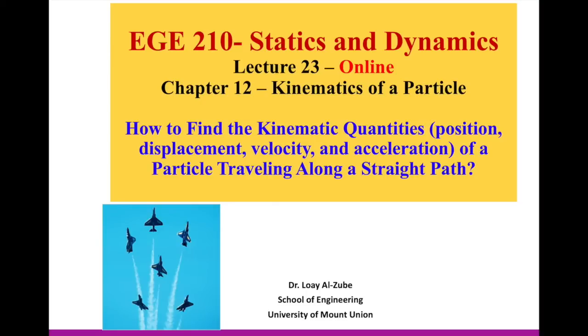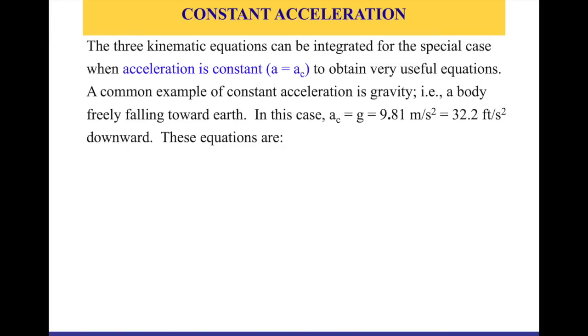We are going to continue our discussion about kinematics of particle. In the previous video, I talked about the acceleration, and I would like to elaborate more on acceleration for a special case when we have constant acceleration. So how can we find the kinematics quantities for a particle traveling along a straight path if it has a constant acceleration? The three kinematics equations can be integrated for a special case when acceleration is constant.